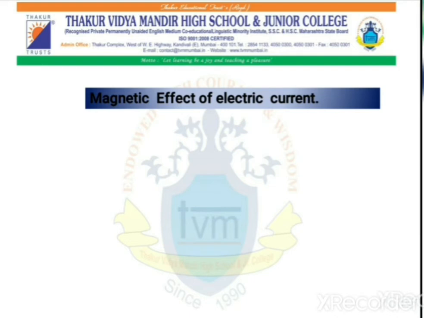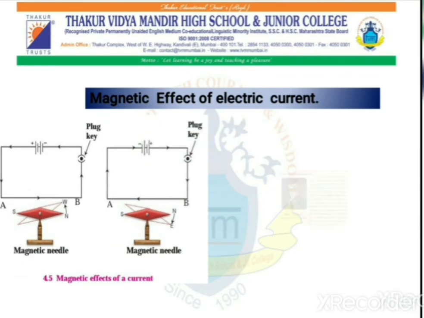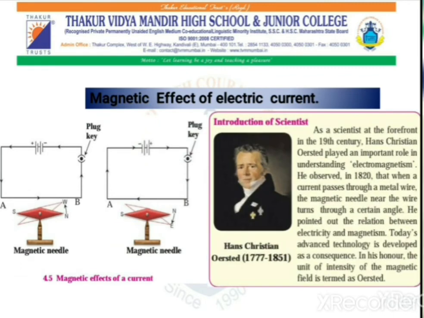So till now we have seen that when current passes through a wire, it gets heated up. Similarly, when a current passes through a wire, a magnetic field is formed surrounding the wire. Now that was observed by the scientist Hans Ørsted. As a scientist at the forefront, he performed an important role in understanding electromagnetism. He observed that when a current passes through a metal wire, the magnetic needle near the wire turns through a certain angle. So we have two diagrams over here.